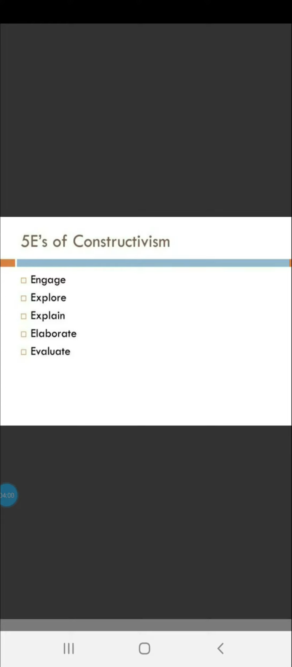The students evaluate their learning by discussing among themselves the topic which is given, which is discussed by the teacher among them.